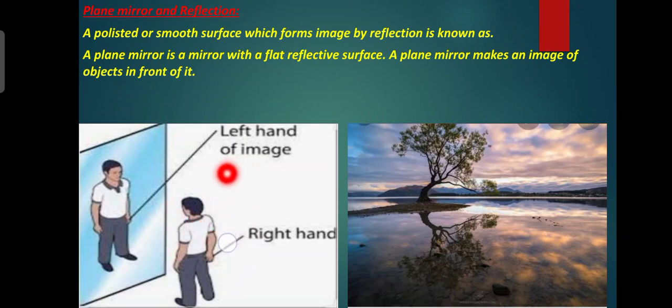The image is virtual. The image is laterally inverted. The boy's left hand, its image is a right hand. We can determine the position of an object's image by drawing light rays.